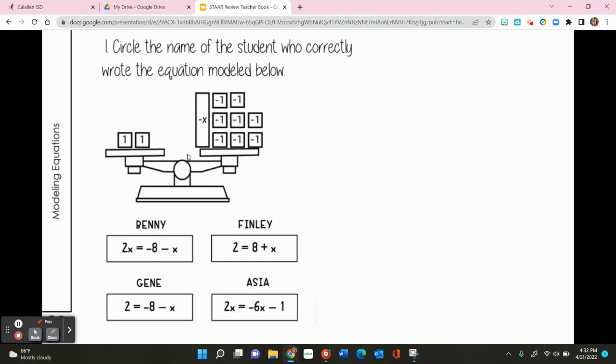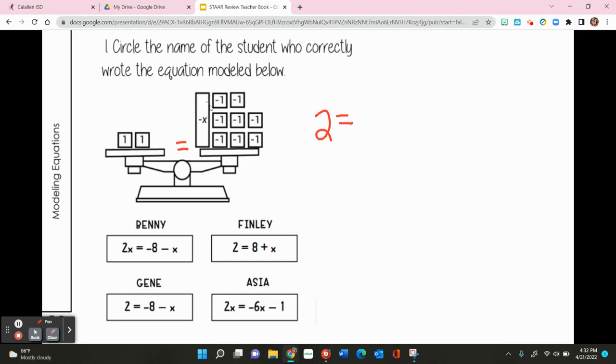So since this scale is balanced, this means that the left side of our scale is equal to the right side of our scale. So if we look at the left side of our scale, I'm going to count how many ones I have. I have 1, 2 ones. If I have 2 ones, that means I have 2 on the left side, and this equals the right side.